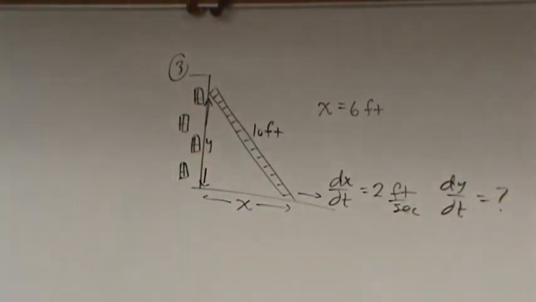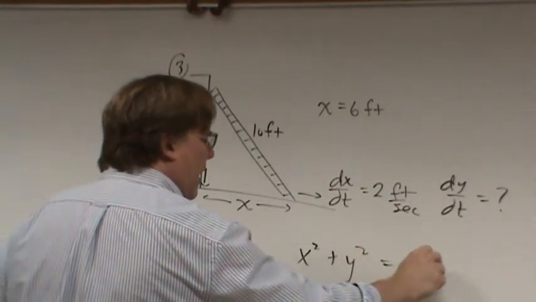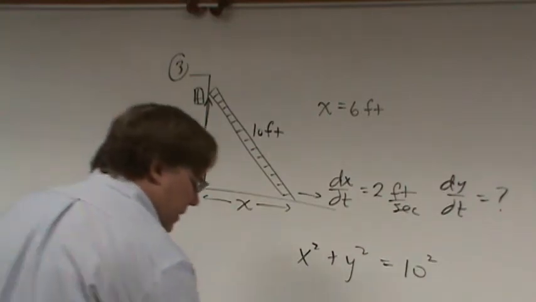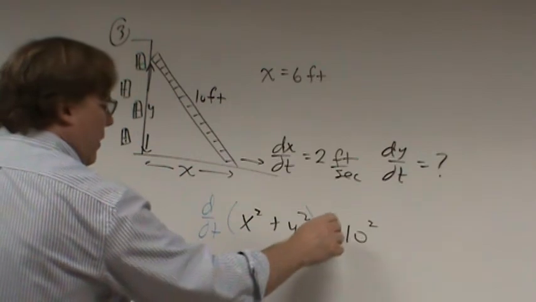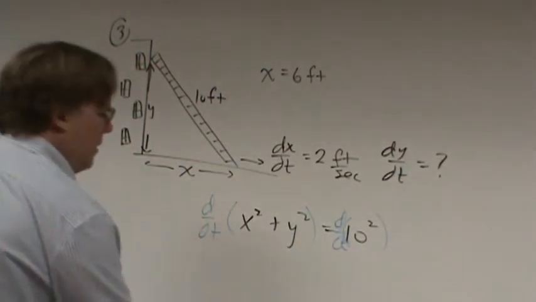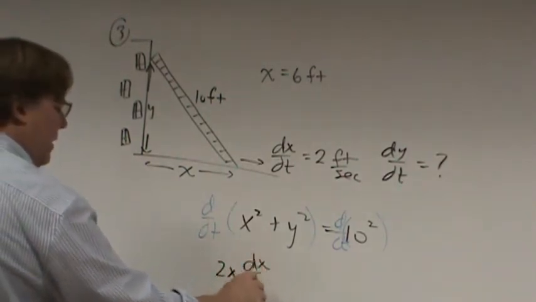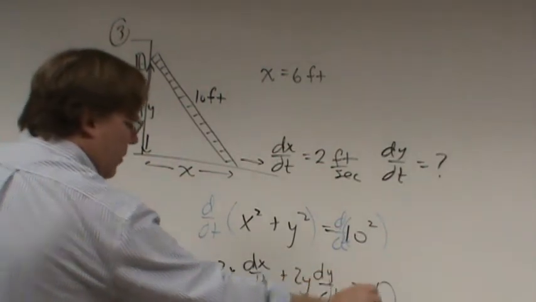So tell me, what's an equation that relates x, y, and 10? Pythagorean theorem. Good. Hey, let's just crank through this one. x squared plus y squared equals 10 squared, right? And now I'm going to take the implicit derivative of both sides of this equation. You'll notice I'm not trying to do any substitution. I don't really need to. So I got 2x dx/dt plus 2y dy/dt equals 0.